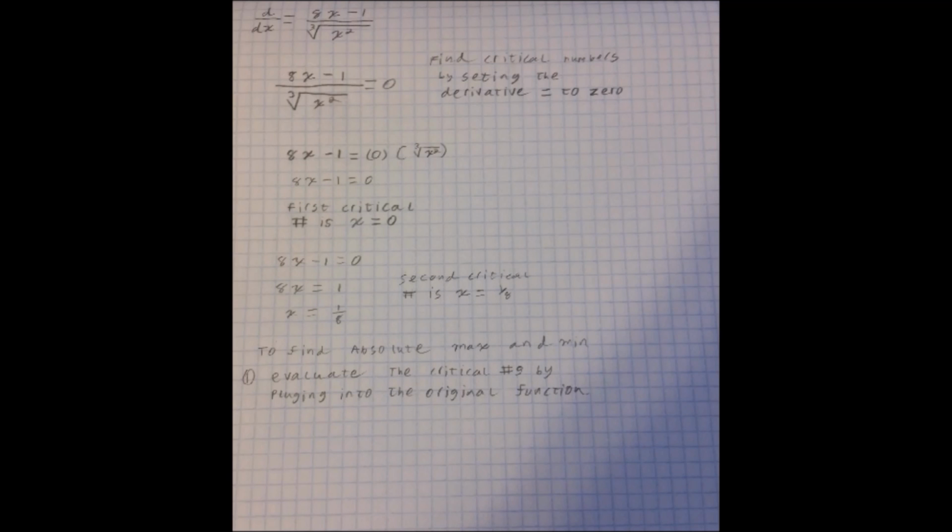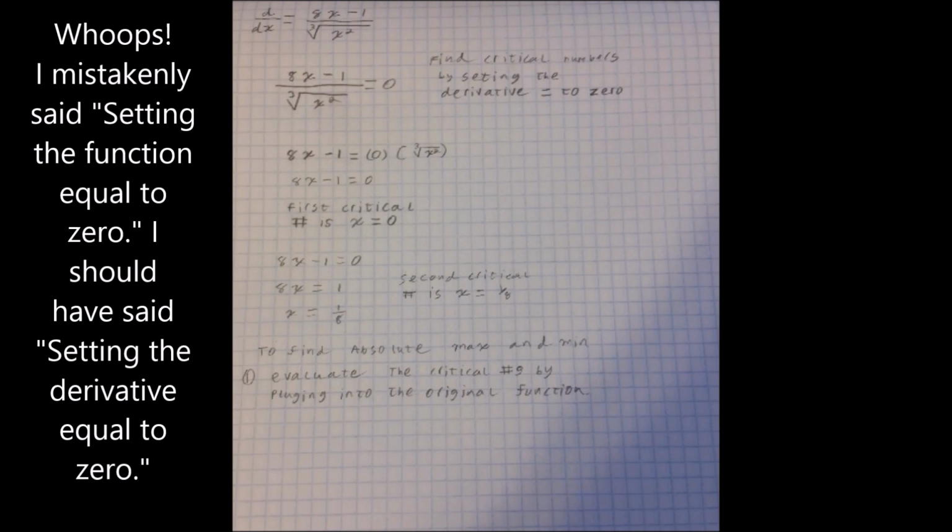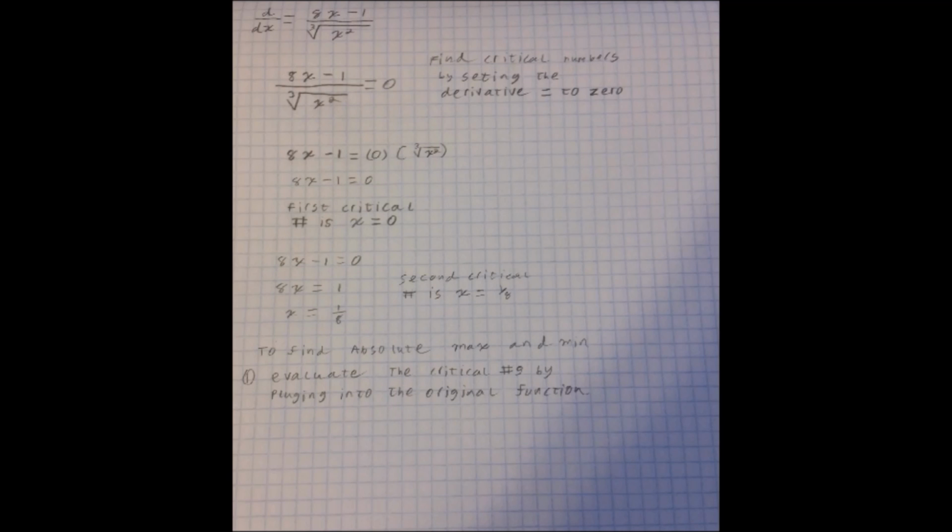Remember now that our ultimate goal in all of this is to find the absolute maximum and minimum points of our original function. To do this, first we must evaluate the critical numbers we had just found through finding the derivative of the function and setting that function equal to 0. Hopefully you didn't forget that already. We evaluate the numbers by plugging them into the x variable of the original function.